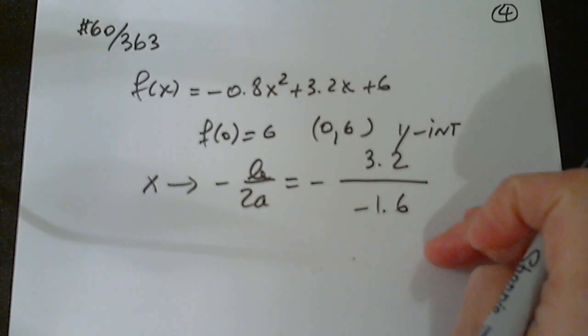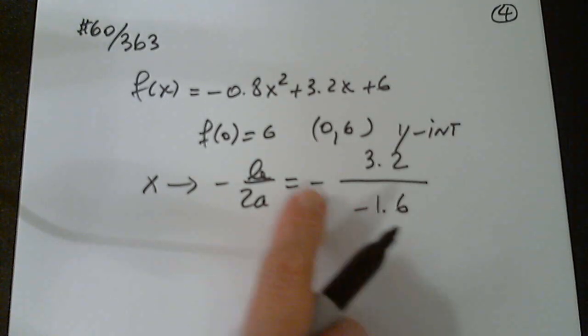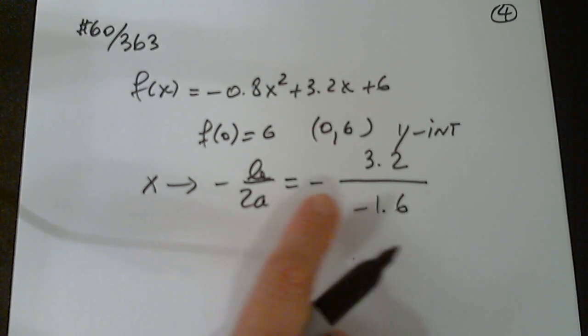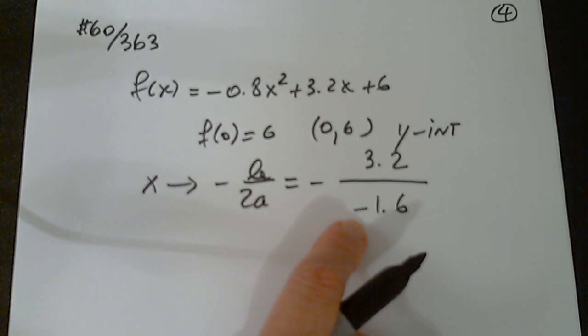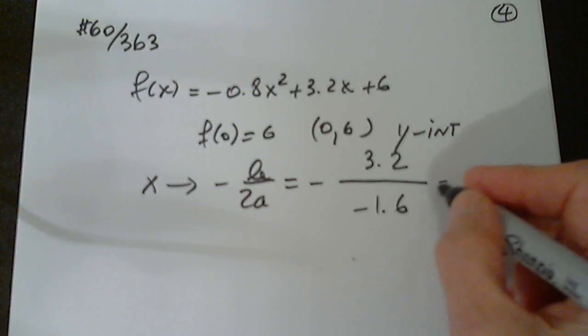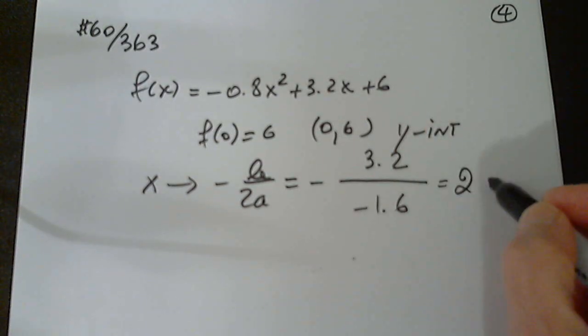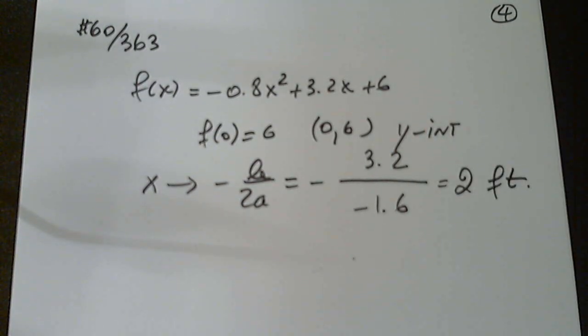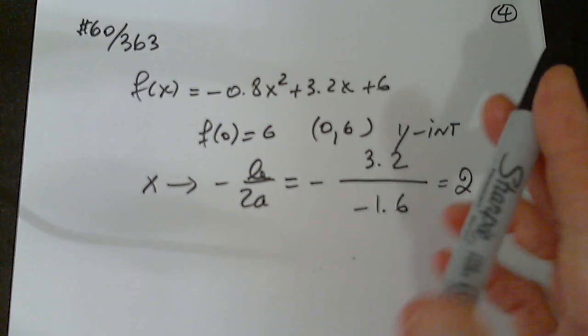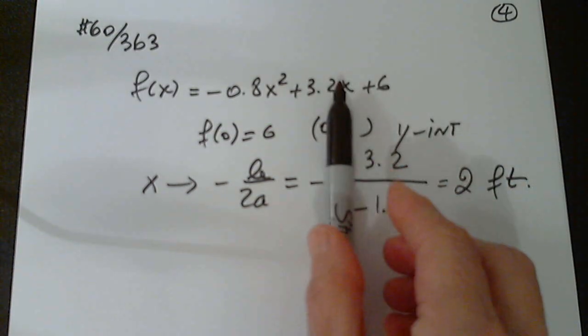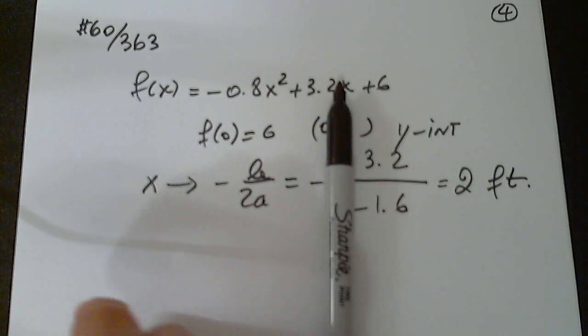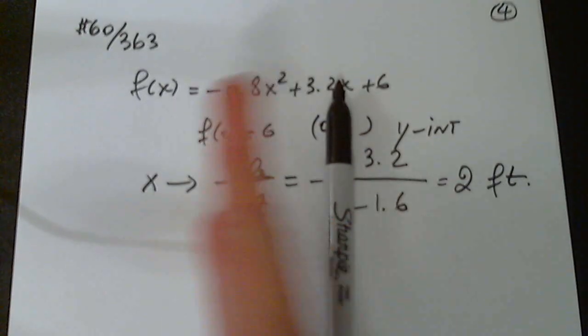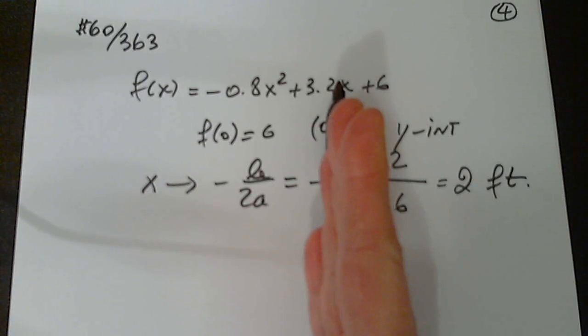How do I divide this? There is one decimal point. So first of all, x cannot be negative. Of course, negative with negative will cancel each other out. So it's 32 over 16, which is 2. And this is 2 feet. So this is where it occurs. This is the axis of symmetry. In other words, it occurs at 2 feet from where we launched it.